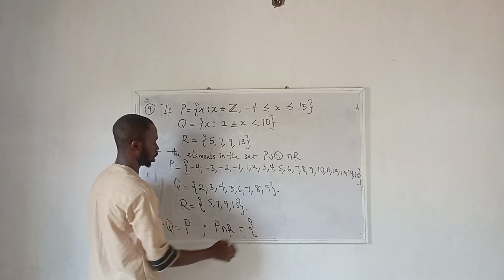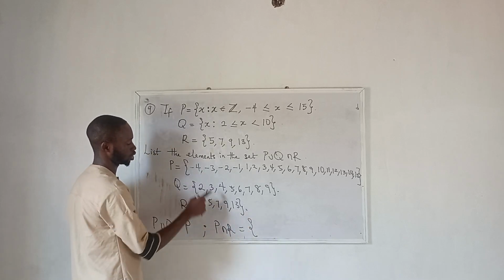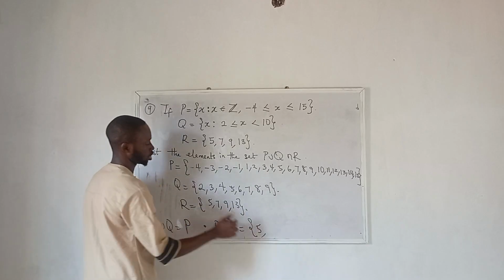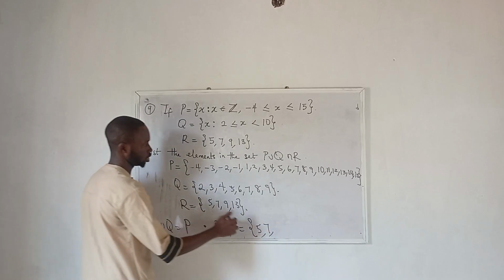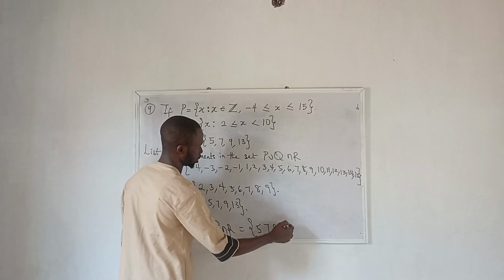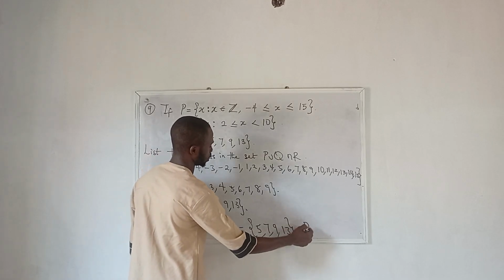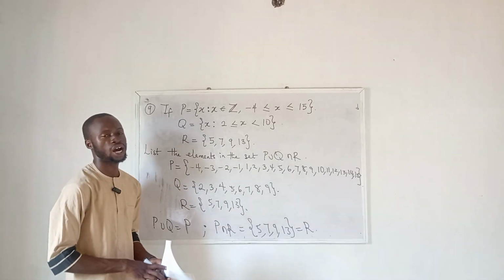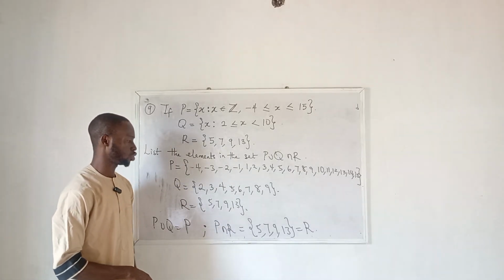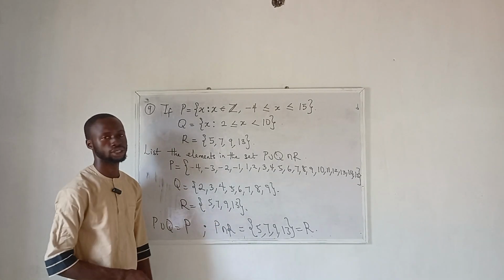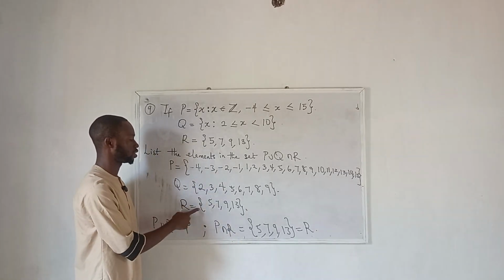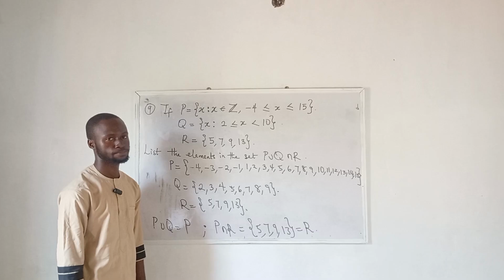So what is P intersection R? What is in P that is also in R? That's going to be 5, 7, 9, and 13. So this answer is still the same thing as R. In your options, they might put P, R, or Q. Do you understand? The answer to this question is still R itself, because everything in Q is in P, and everything in R is in P.